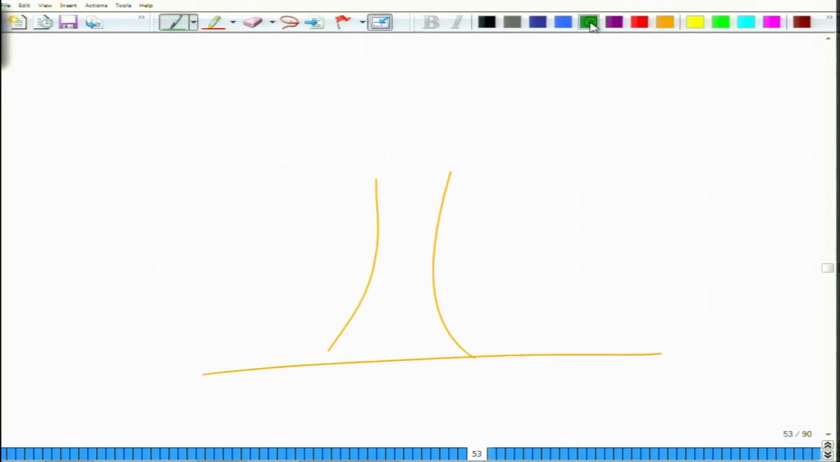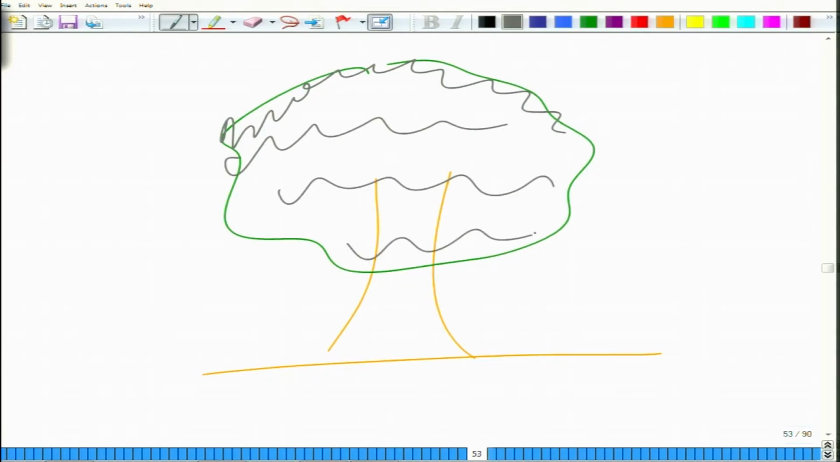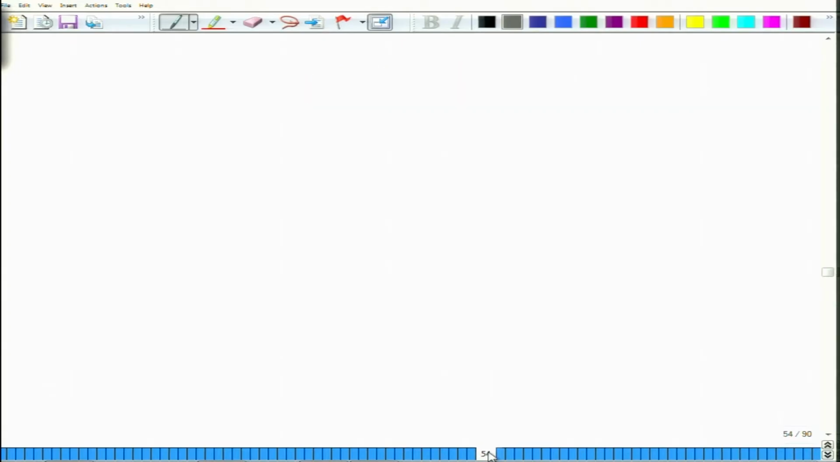So for instance, if you have a tree like this, and if there is a very heavy snowfall, all of this snow comes on the canopy of these trees, which will make it extremely top heavy, and that would facilitate the toppling of this particular tree. So in the case of these areas, typically you will find that the trees have a conical structure.